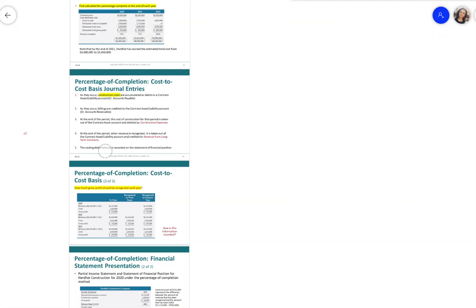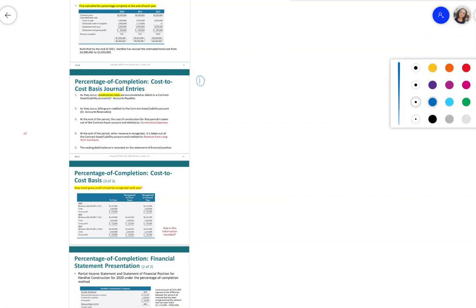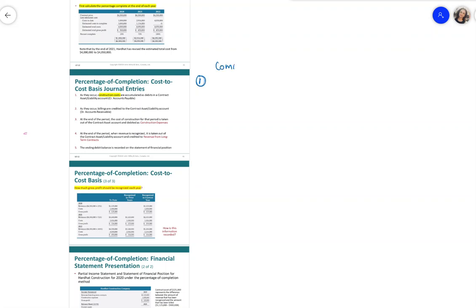So now I'm going to show you how to journalize if the company was using a completed contract method. I'm going to see if I can use the thick ink. So in this one, what we are doing is we are using a completed contract method, for the year 2020, for the year 2021, and for the year 2022.